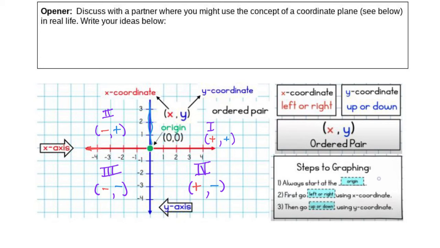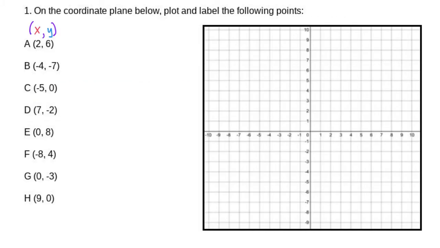Now let's practice some plotting down below. For question 1, we are going to plot these coordinates on our coordinate plane. It is always helpful to label our x and y axis. It just gives us a nice visual. And so for our first example, we have (2, 6). And so we start with the x, and you start from the origin. So we're going to start here at 0, and we go 2 to the right, that's a positive 2, and then up 6, because that is a positive 6, and we put our point right there.